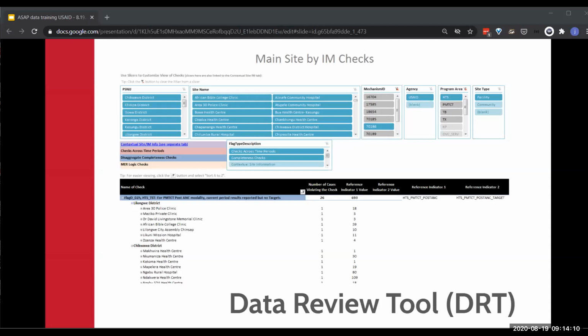And so where it says number of cases violating the check 26, what that means is this partner has 26 facilities where they reported ANC results, but they had no ANC targets. We haven't talked too much about targets, but it is something that's important to PEPFAR.